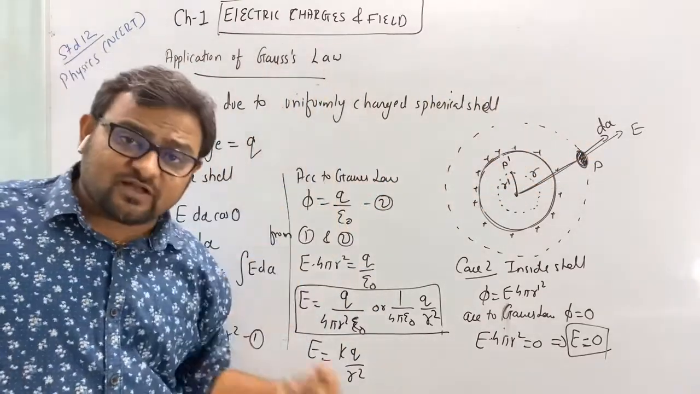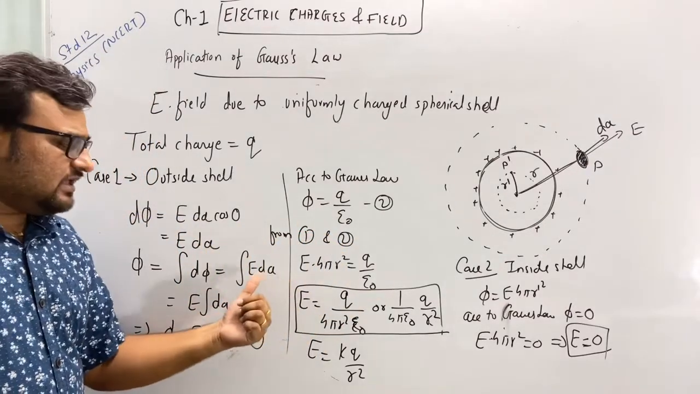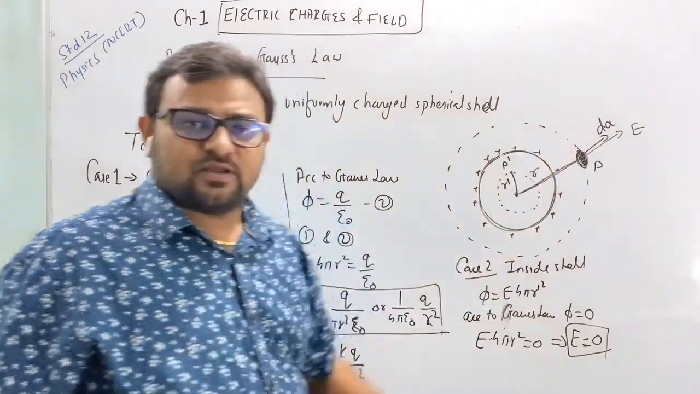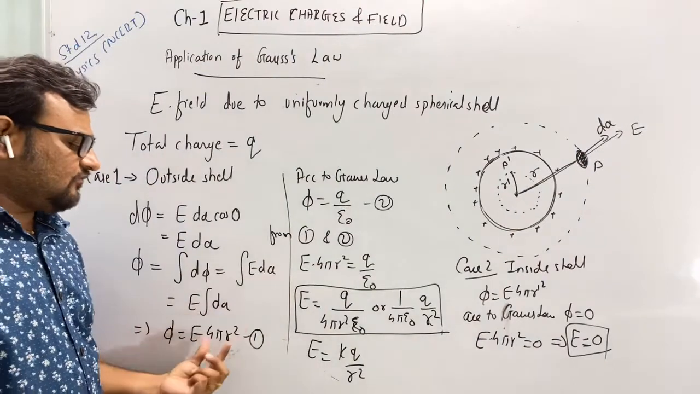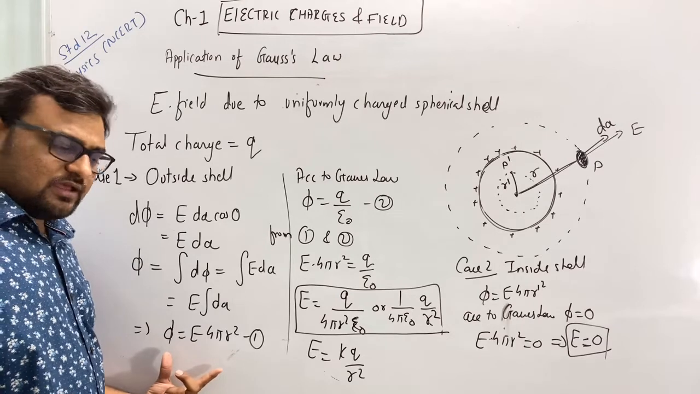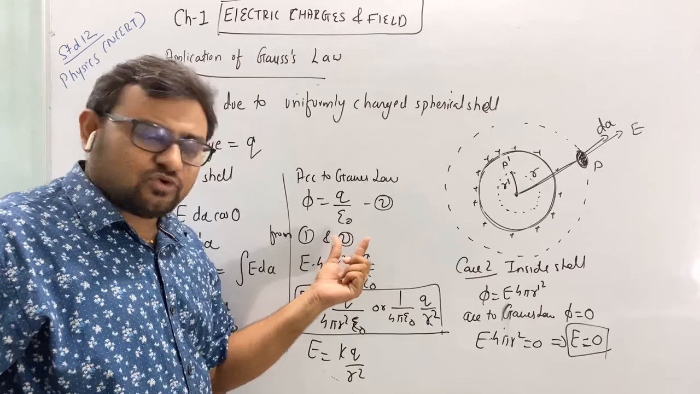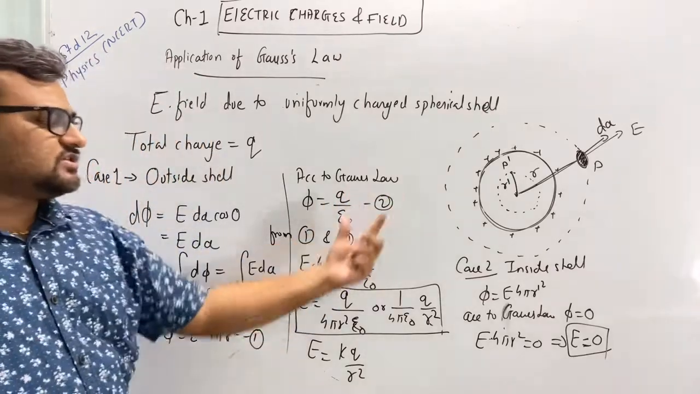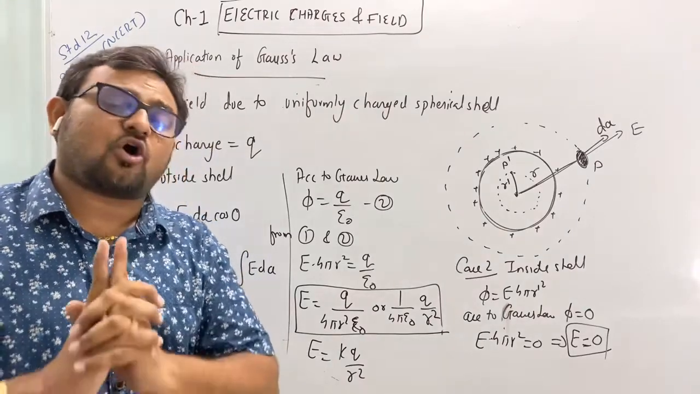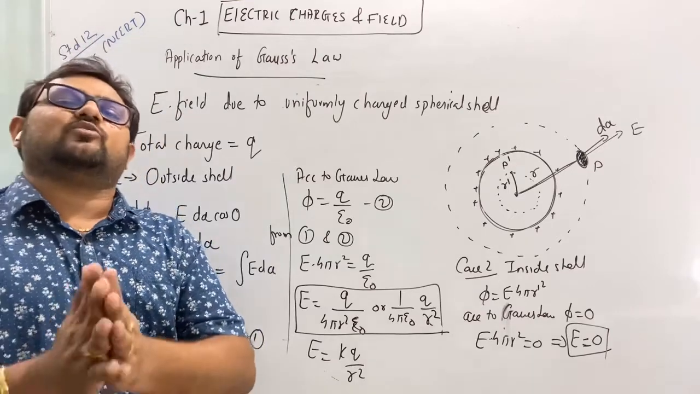So for the total flux, integration of d phi is integration of E dA. E is constant because the distance from the center is the same everywhere. So integration of dA gives 4 pi r square. This was the flux using the formula E dot A. Now using Gauss law, flux is equal to Q by epsilon 0. Comparing both equations, we get E equal to 1 by 4 pi epsilon 0 Q by r square, or KQ by r square. So for a point outside, E equals KQ by r square.